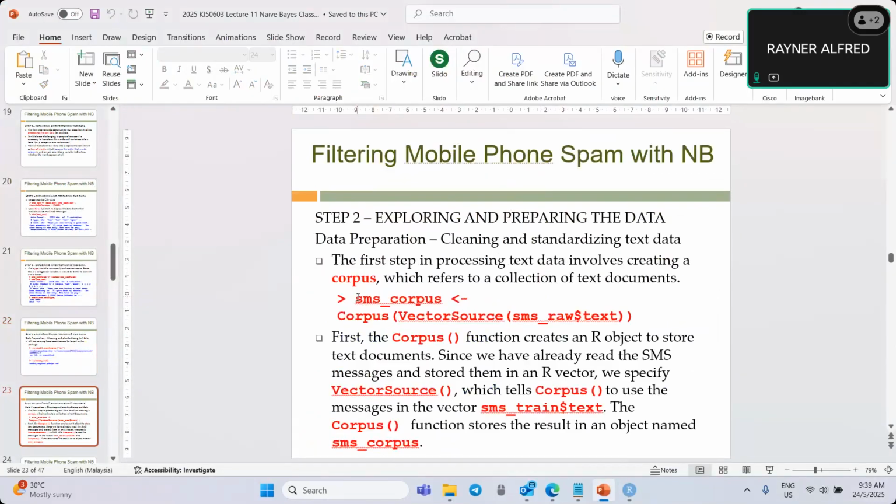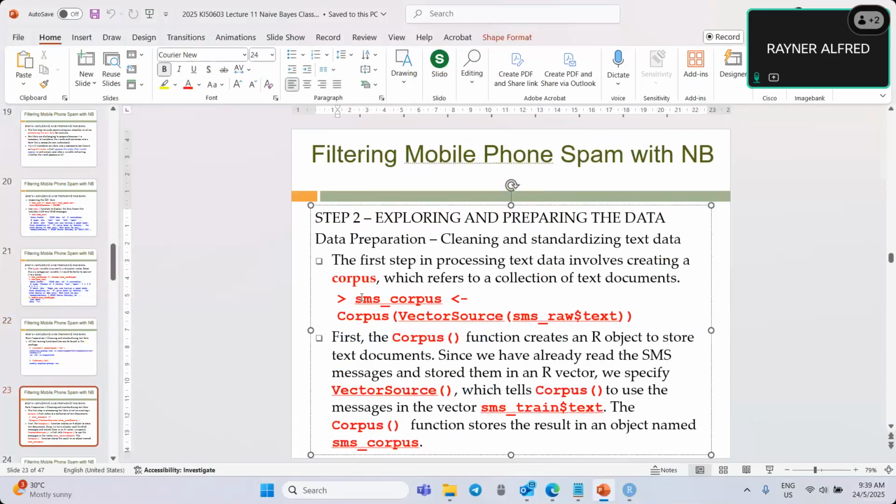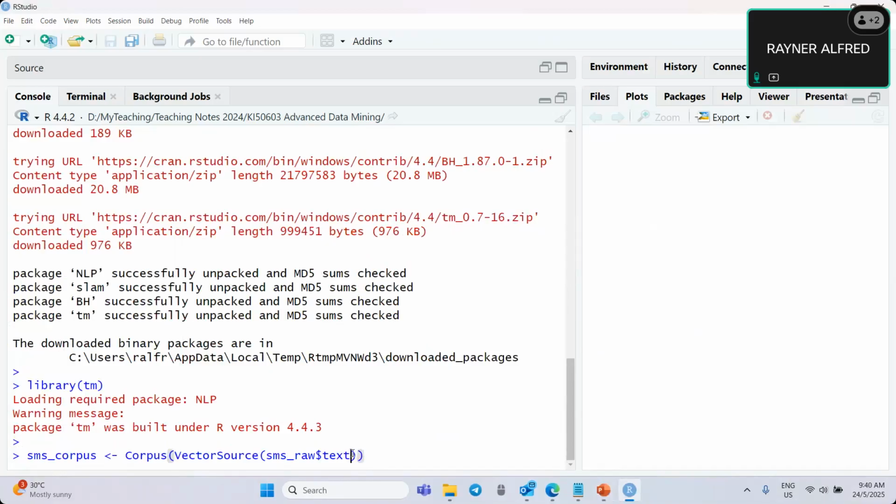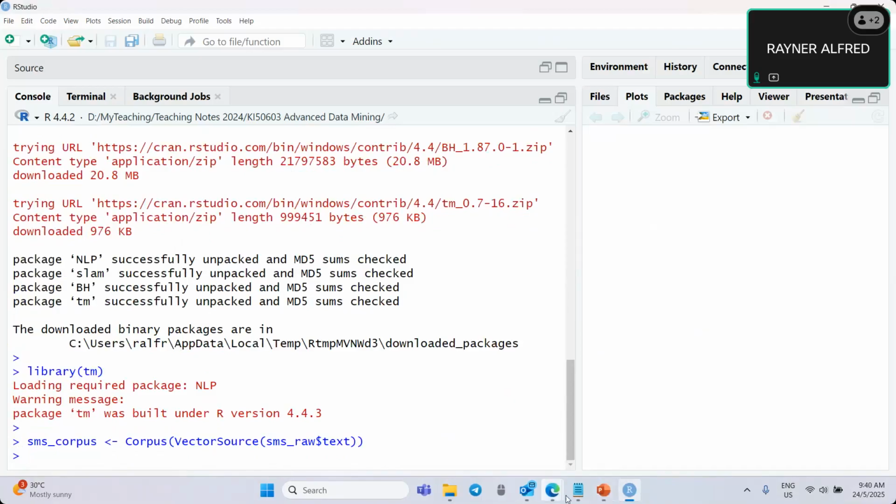Okay, so the first step in processing text data involves creating a corpus. A corpus is a set of documents. We will convert the text into a set of documents, so we take each of the texts and convert it into a vector, and the vector represents one document. So we have a set of documents here, the SMS corpus.